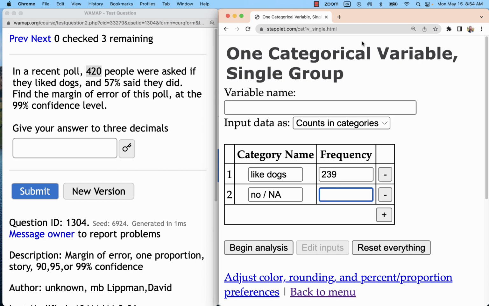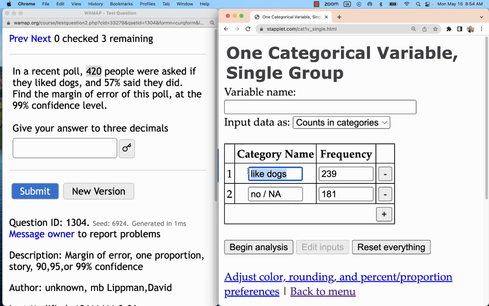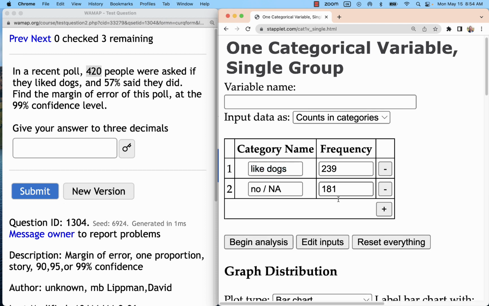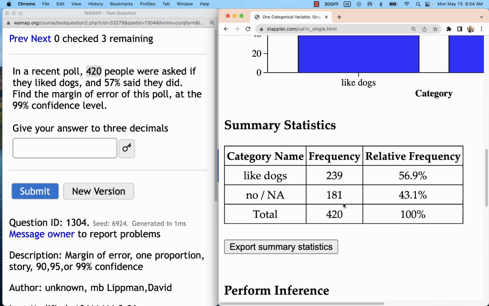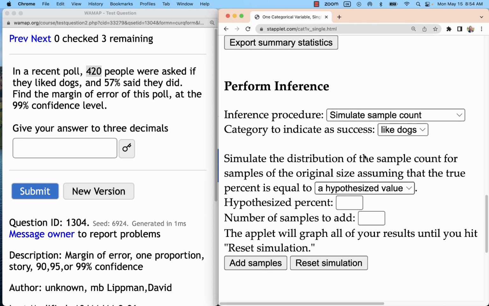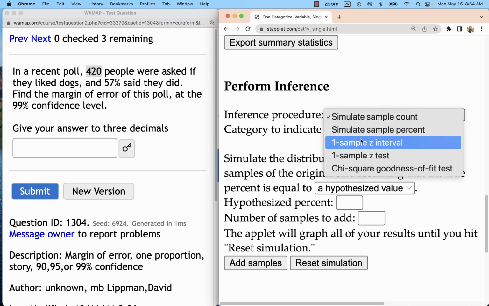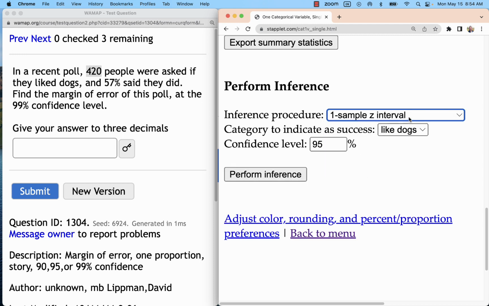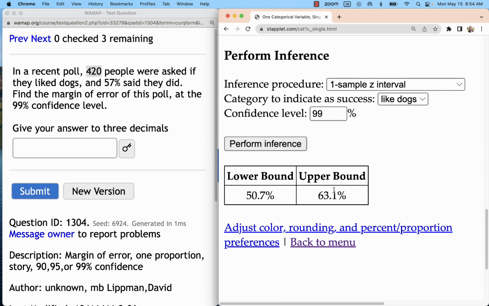no/NA. It doesn't matter too much with this one, as long as we have the one that we need labeled correctly there. And then we can double check the percentages. We've got 57% there if we were to round it, 43% there, total of 420, just to make sure those are all entered correctly. We'll make sure that we have the success as like dogs, and then we'll have a 1 sample Z interval at a 99% confidence level to get our lower and upper bounds.